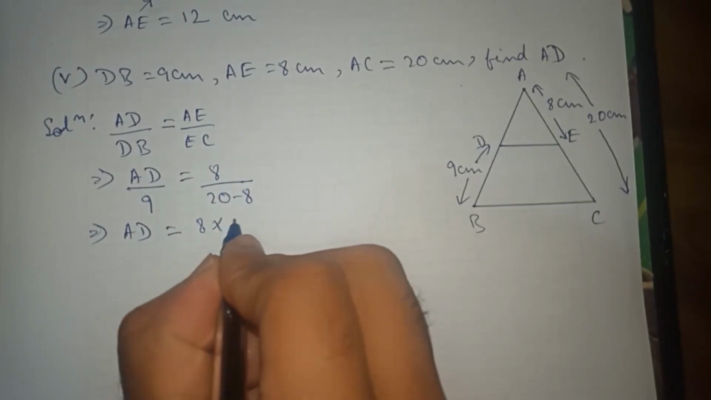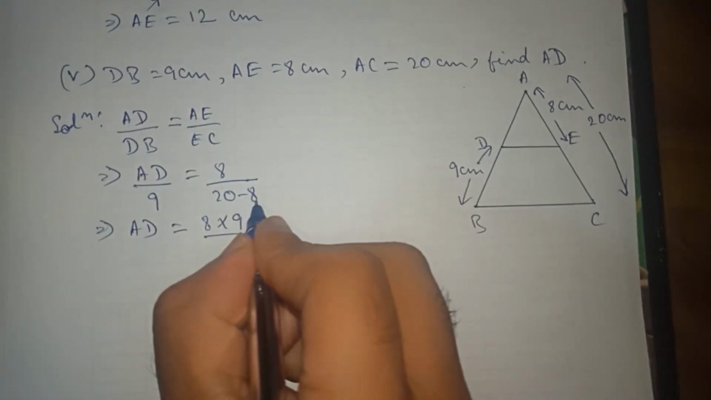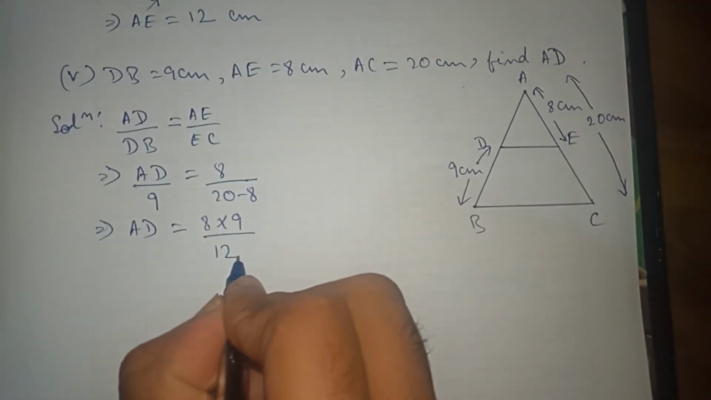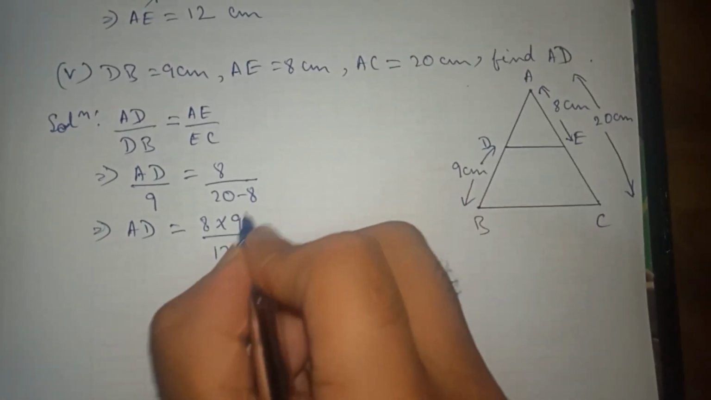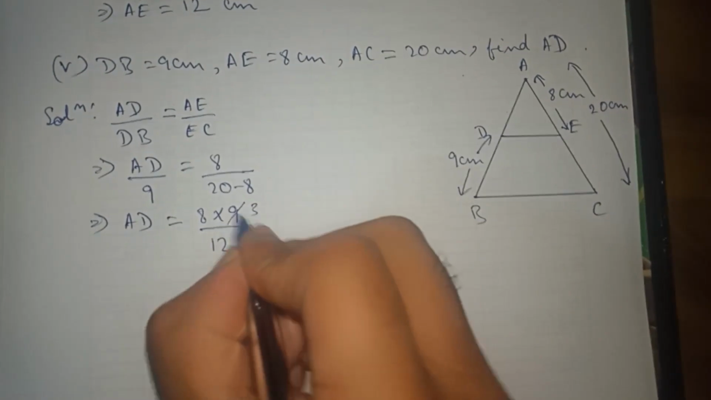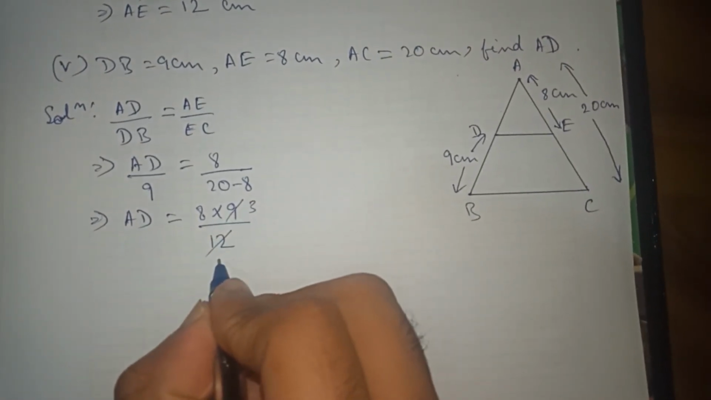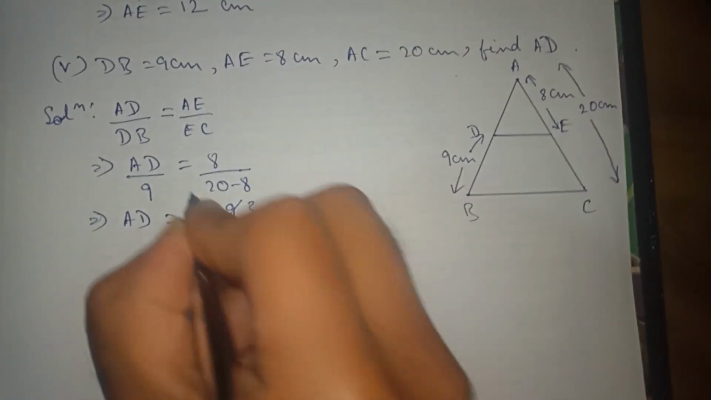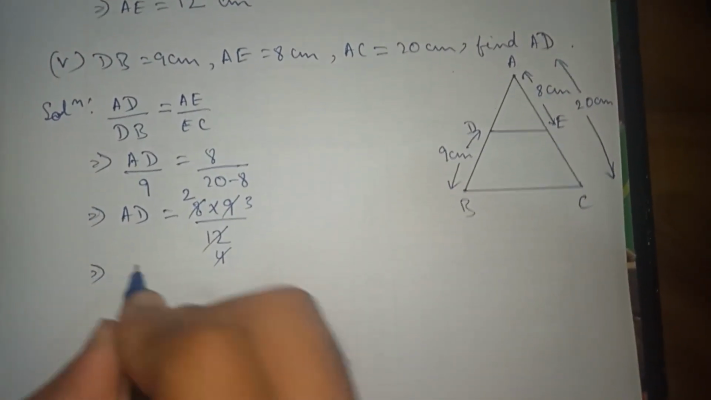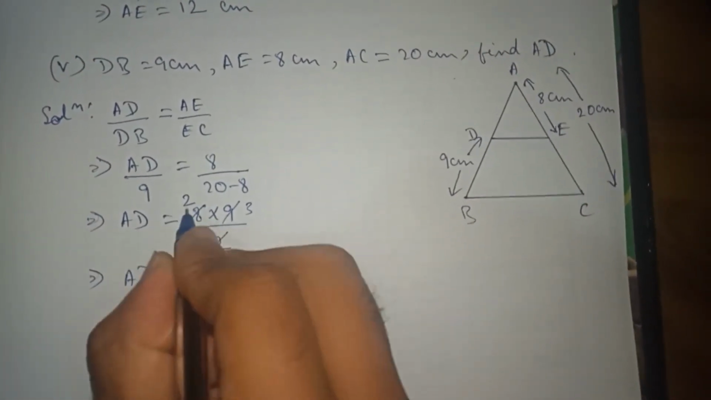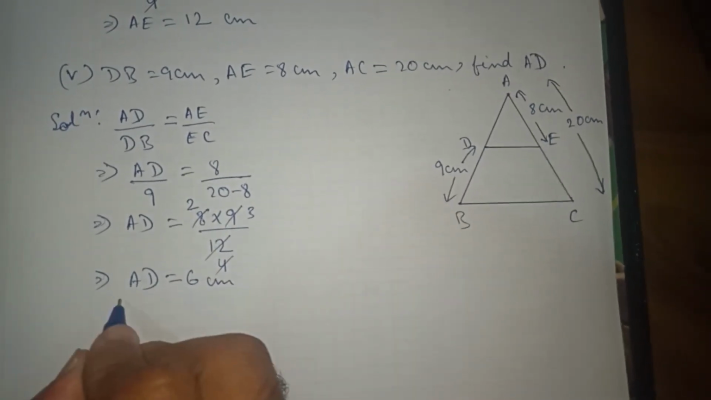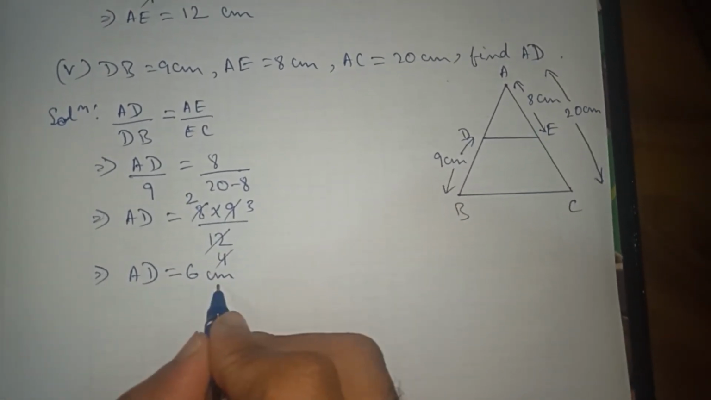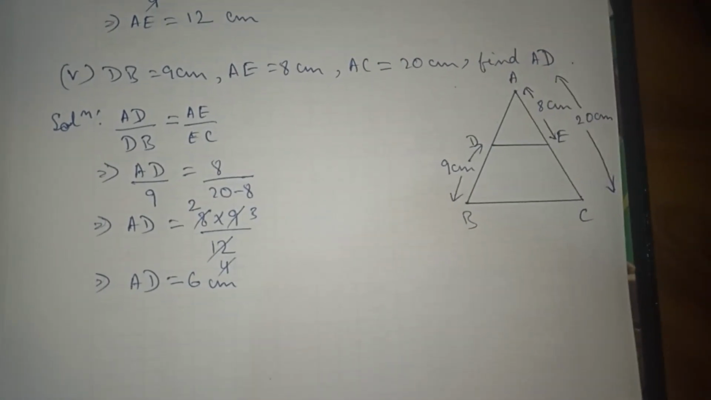8 into 9 divided by 20 minus 8, which is 12. Cancel 3: 9 is 3 times, and 12 is 4 times, so 4 and 8 gives 2 times, and this implies AD is equal to 2 into 3, which is 6 centimeter. So AD is equal to 6 centimeter.